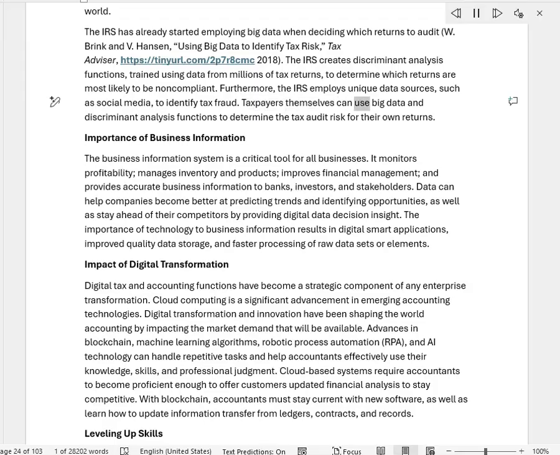Taxpayers themselves can use big data and discriminant analysis functions to determine the tax audit risk for their own returns.